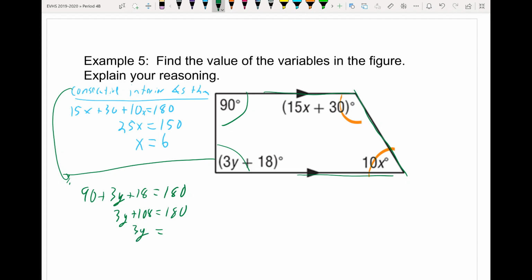So then 3y is equal to, well, 180 minus 108, which is 72. And then divide that by 3 and we get y equals... Anybody got it? 24. 24. Way off.